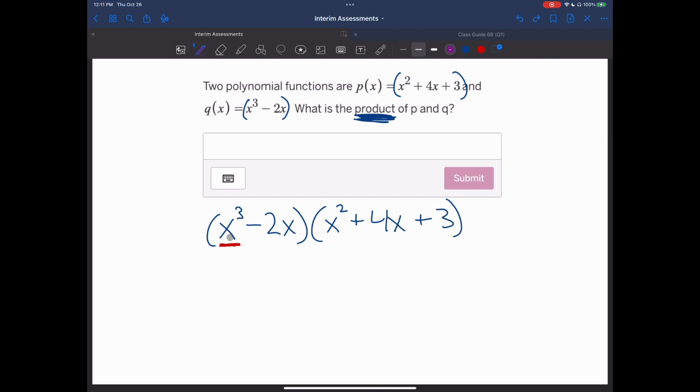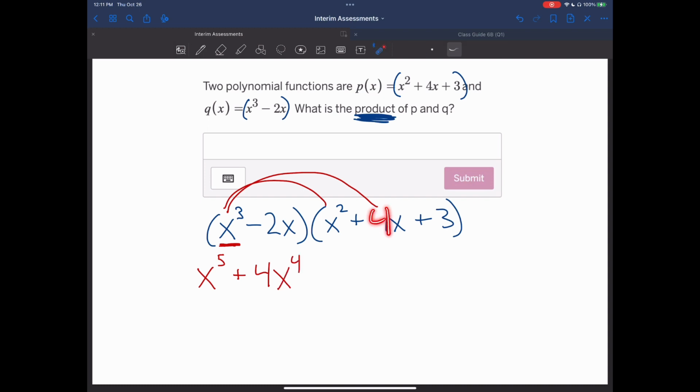Okay, so first I'm going to start with this x to the third power, and I'm going to multiply it by x squared. Oh, I'm going to use red. Okay, x to the third times x squared. Within multiplication, you should remember that we add our exponents together, so that's going to be x to the fifth power, 3 plus 2. All right, then I've got x to the third times 4x. So that's going to give me a positive 4x to the fourth power.